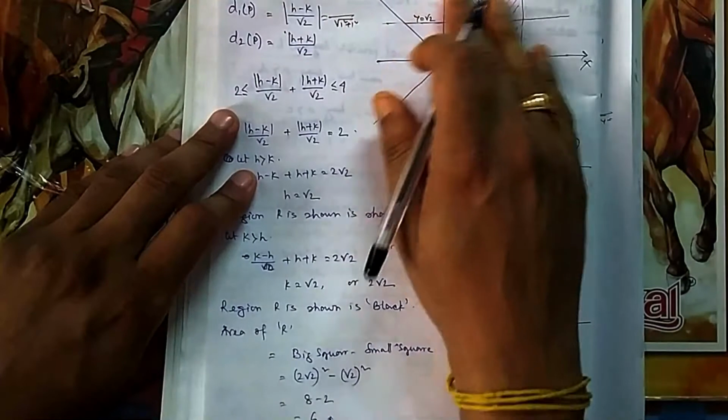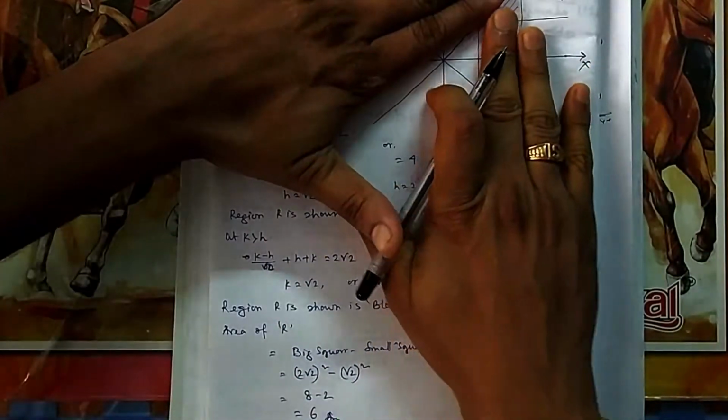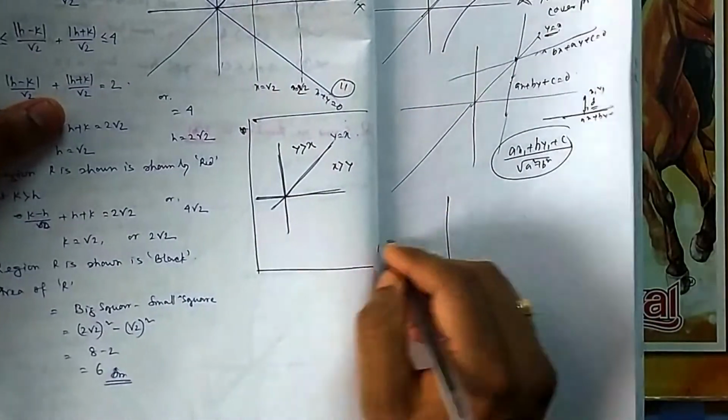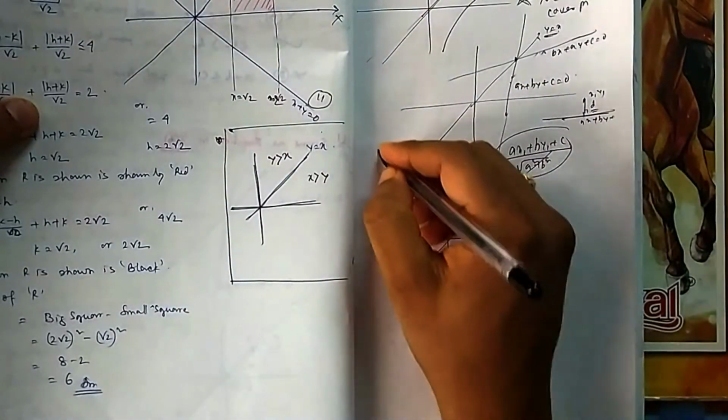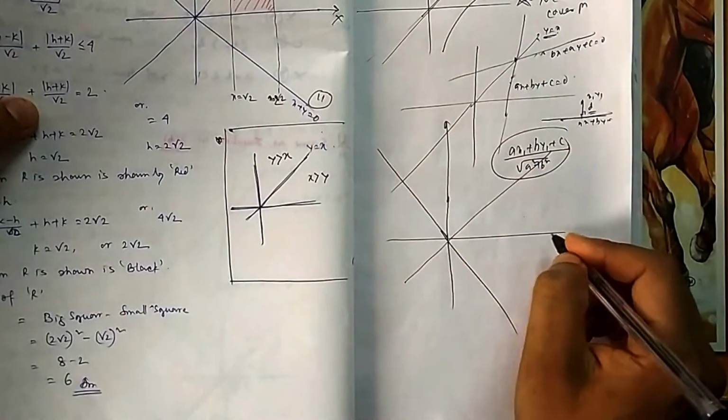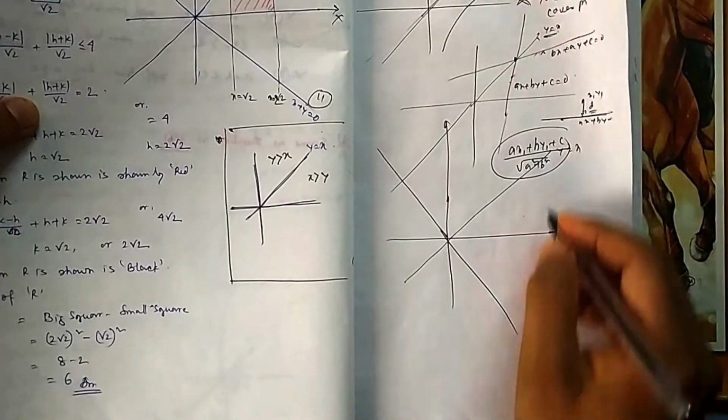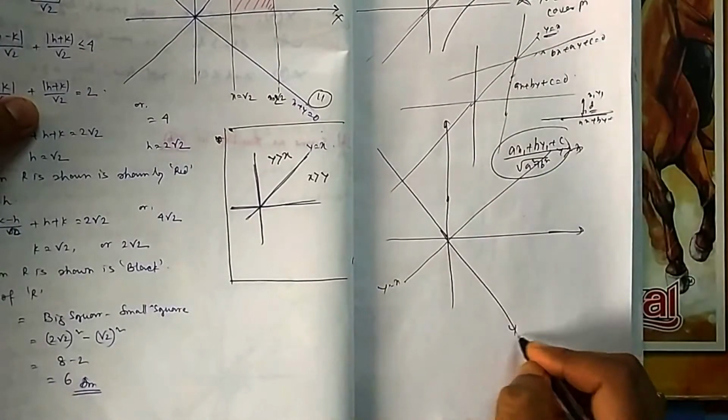Then we will draw all the other blue lines. Forget about all these lines for now. We have only these lines, and this line we will draw later. So you draw just these lines: y equal to x, this line, and y equal to minus x.